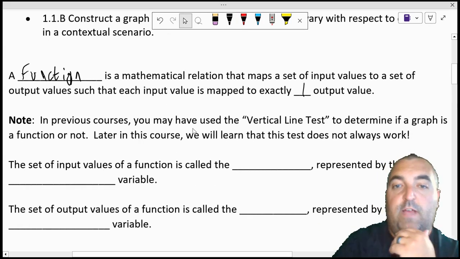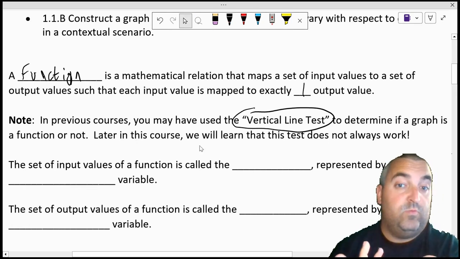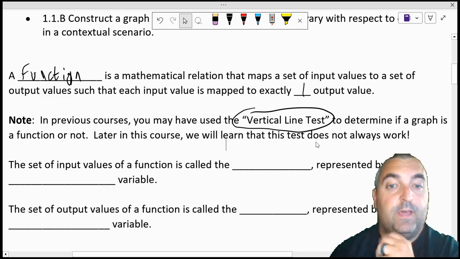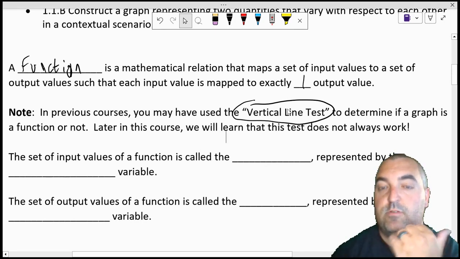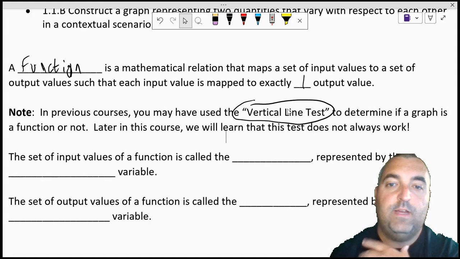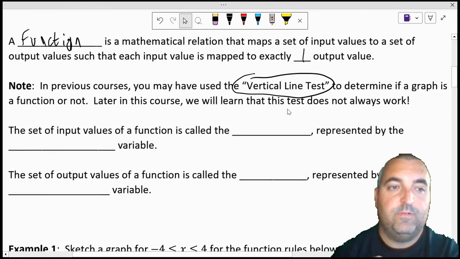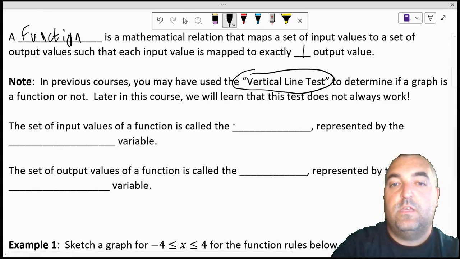You may have used the vertical line test before when we're talking graphically. That does work, but we'll actually see where it doesn't always work. So we actually want to avoid saying we know something's a function by the vertical line test, right? Something we don't want to put on the AP test. Don't do it.